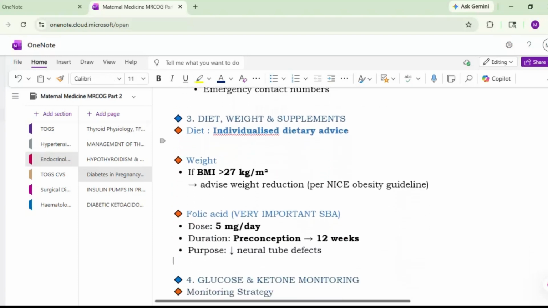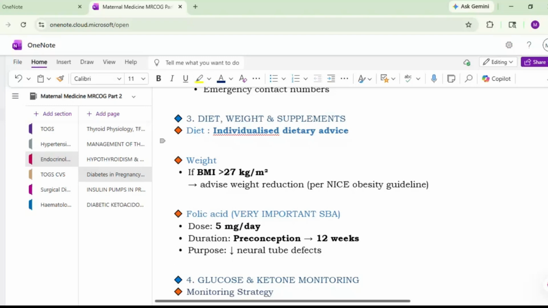So diet and weight control should be advised. Diet is to be individualized; individualized dietary advice should be given. You can take the help of the dietitian. Then about the weight, if the BMI is more than 27 kg per meter square, advise weight reduction.